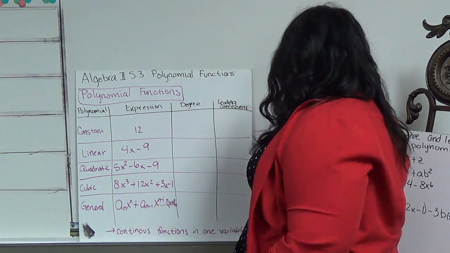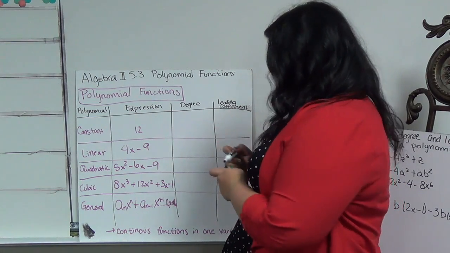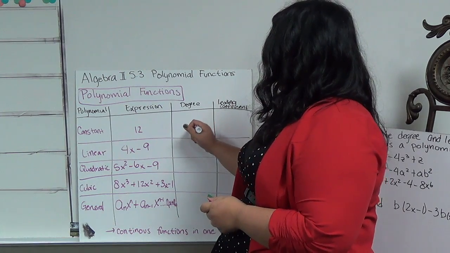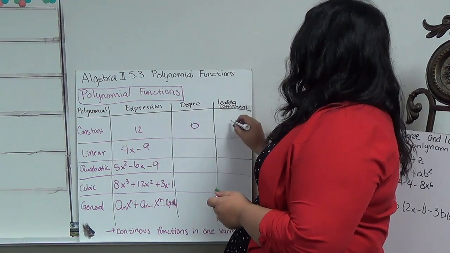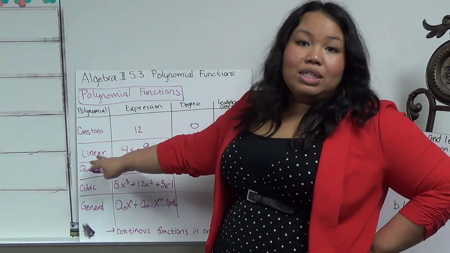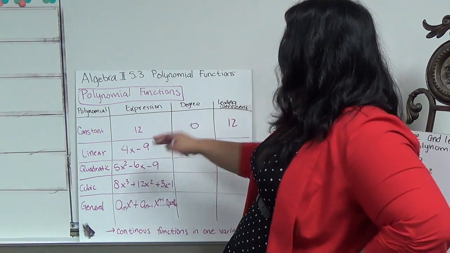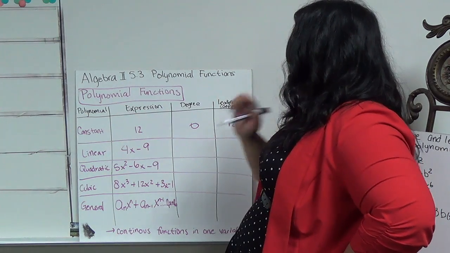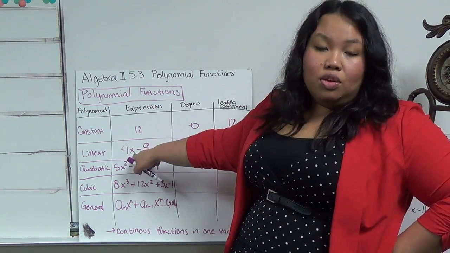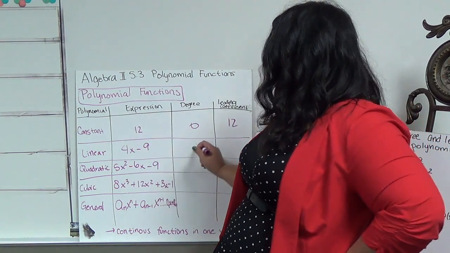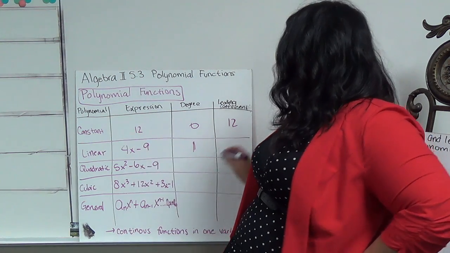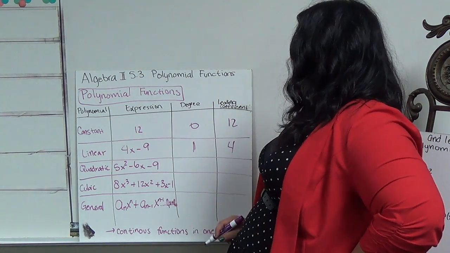The degree is 0 because there are no variables. And the leading coefficient is 12. A linear, that means this graph would be a line if I graph 4x minus 9. The degree is 1, so you always take the variable with the highest power, and that's the degree. Okay, and the leading coefficient is connected to the highest variable, which is 4.